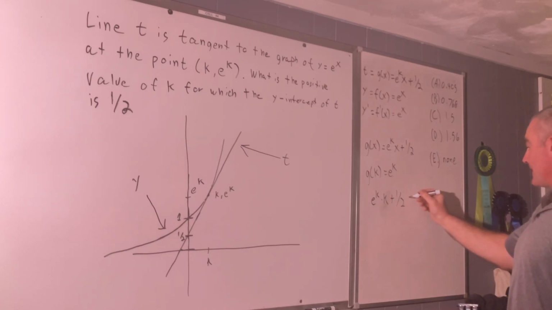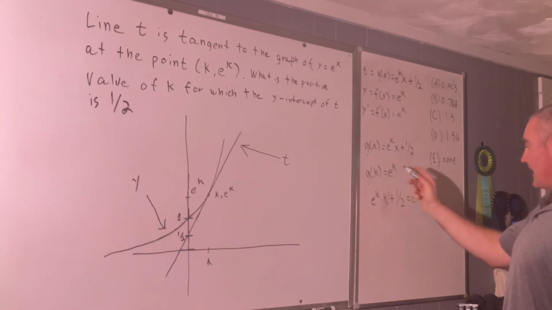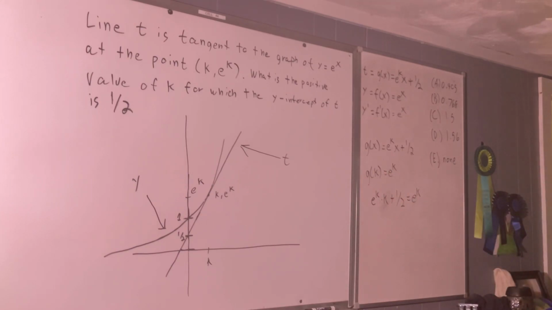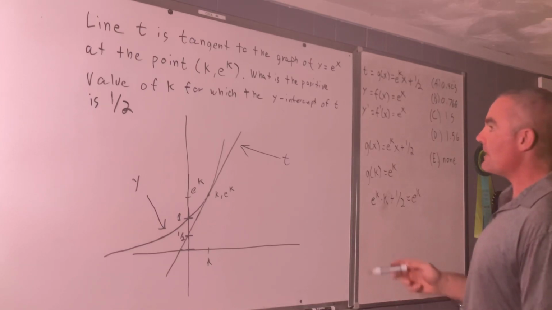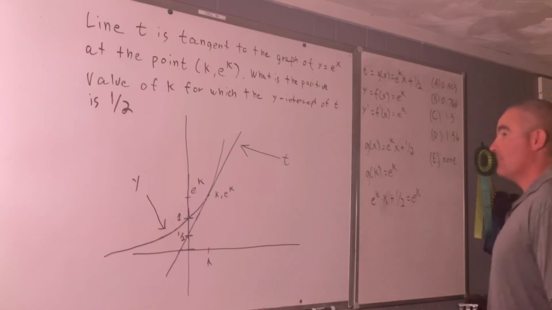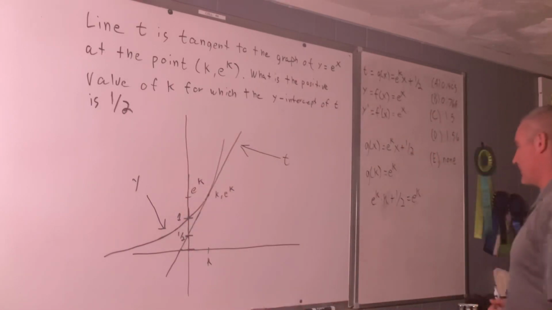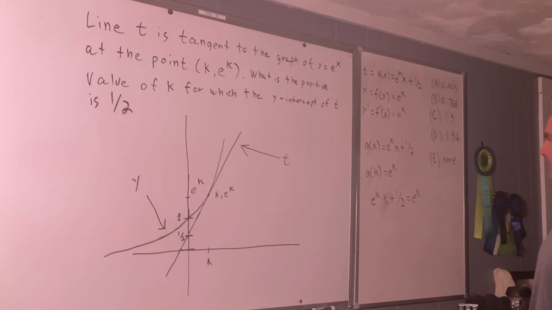And what did we say that was equal to? It's equal to e to the k. G of k is equal to e to the k. All right, now we have an equation that's purely in terms of k. And we are asked to find the positive value of k for which the y-intercept was 1/2, but we already took care of that part by this 1/2 right here.